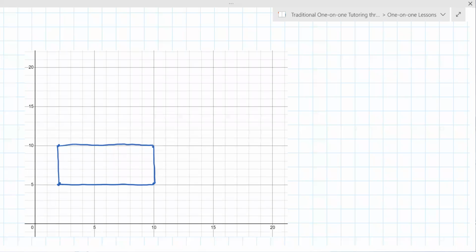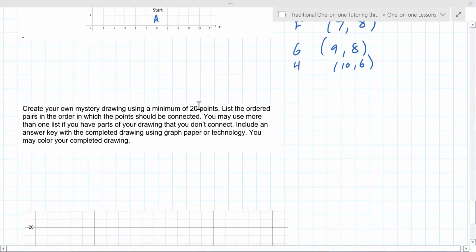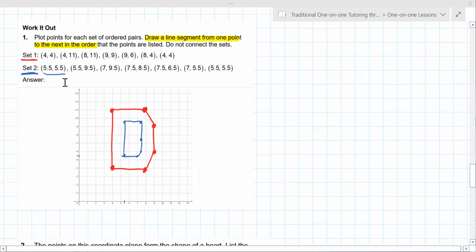Let me look for some ideas. Does anything come to mind? Something you'd like to draw? How many points can I use? It says 20. You need 20 points, which is a lot. It's really kind of a lot, because even this D back here that we did was only about 10.